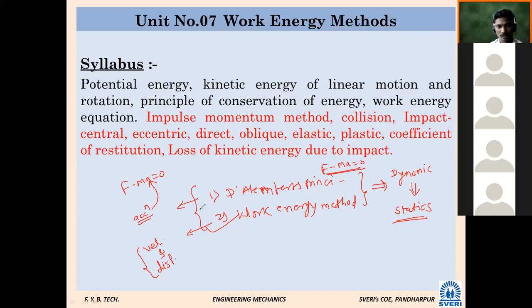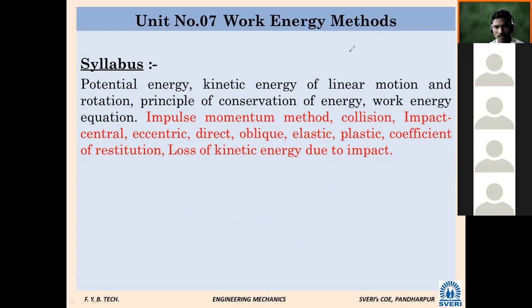And in both cases, these are types of which sub-branch of mechanics, kinetics or kinematics, D'Alembert's principle and work energy method? Kinetics. These are the sub-branches of kinetics, meaning in both cases we are going to consider the cause of motion, that is force. That we are going to study now. It is very simple. Basic terminology is there. After that, let us see.